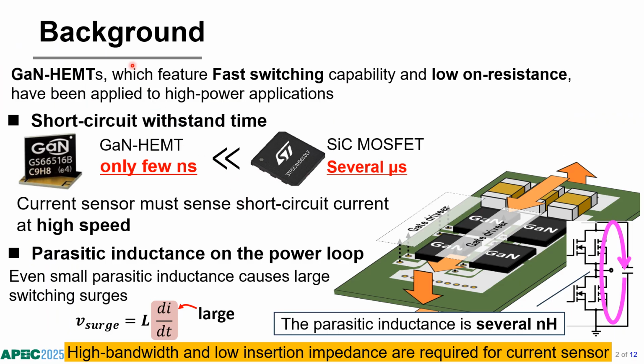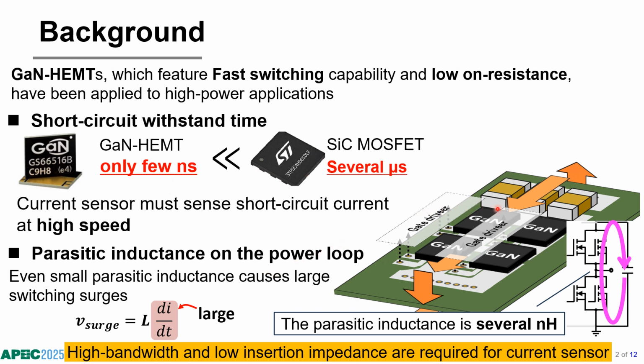I will first talk about the background of technical issues. GaN FET features fast switching capability and low resistance. Short circuit withstand time of GaN FET is only a few nanoseconds, significantly lower than that of other semiconductor MOSFETs. When a short circuit fault occurs, short circuit current flows through the device. So a high bandwidth current sensor that can sense a sudden rise in current, such as short circuit current, is essential for power application to prevent device breakdown.